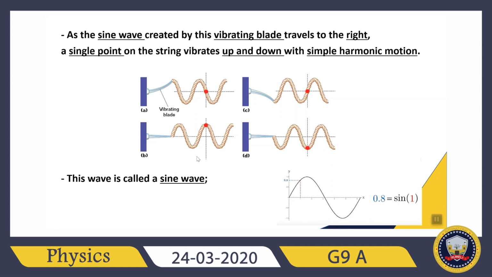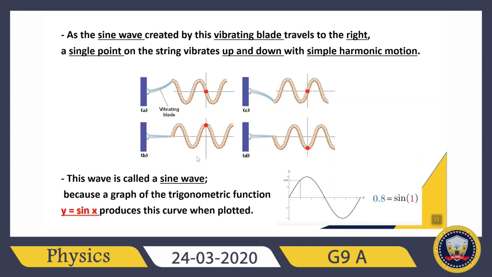Why is this wave called a sine wave? Because of the graph of the trigonometric function y equals sine x. If you want to calculate y, the point on the y-axis, you can calculate it from x by this equation. This trigonometric function y equals sine x produces this curve when plotted. When you plot the graph like this, you can easily calculate y in terms of x.